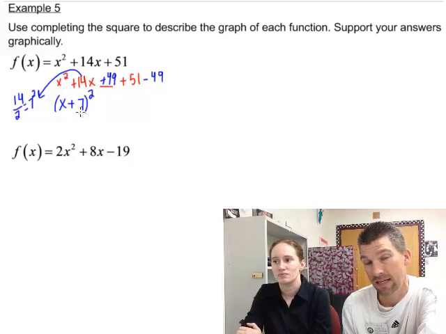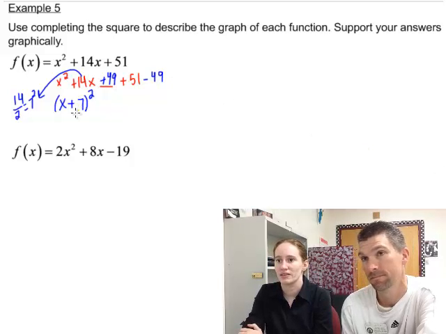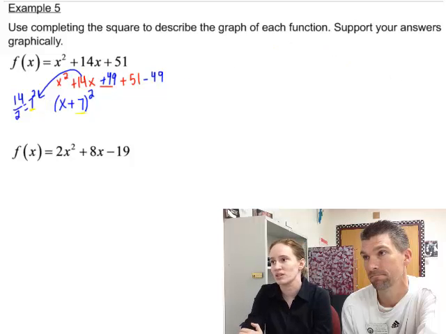You might notice that 7 is also what we got half of. This number right here, this 7, should always end up being that 7 over there, which will save you some work if you remember that.